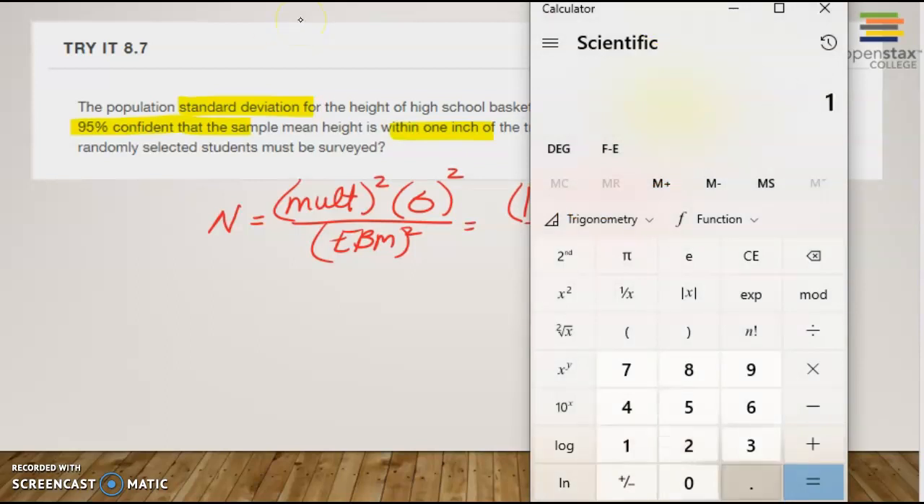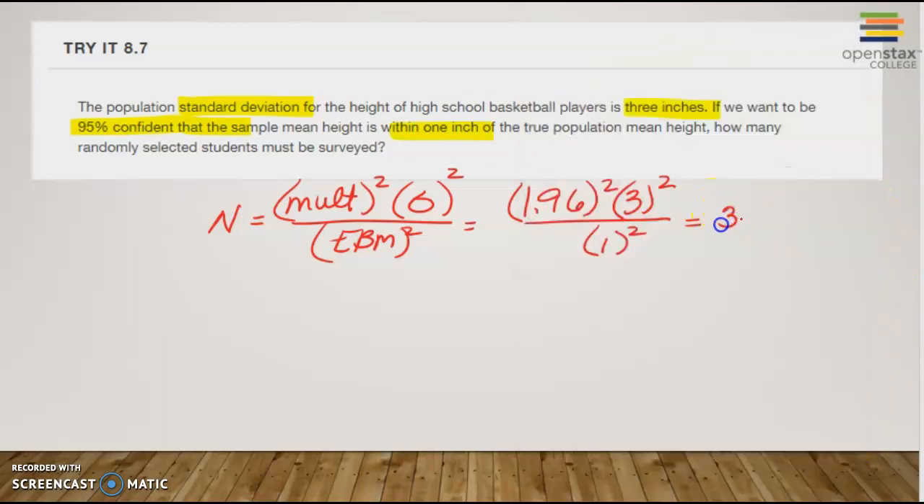So we're going to multiply this out. And I'm going to get 1.96 squared times 3 inches squared. And that equals 34.6. Not a whole lot of students, so roughly 35 students. Or I guess basketball players, if you're looking at the high school basketball players. But that's it. You just use that formula to find out how many you have to get surveyed. And that's the last video of the course.